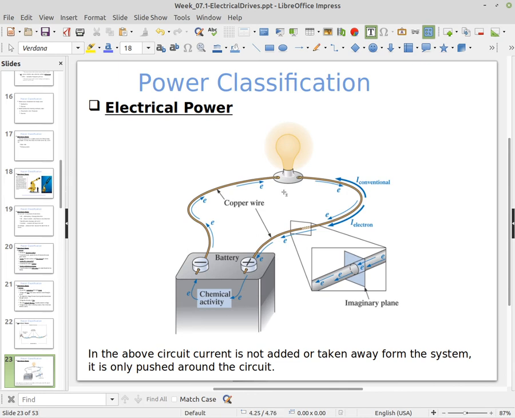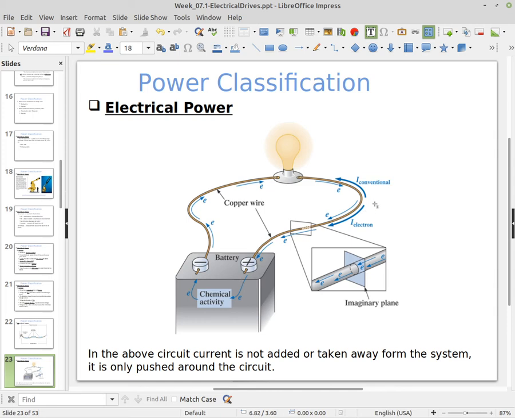Here's a little drawing showing a battery, and you see these electrons. We already said that current is the flow of electrons, and technically those electrons leave the negative of the battery and come into the positive. So we talk about electron flow. Electron flow goes out of the negative battery terminal, through the light bulb or whatever it might be going into, and then returns back into the positive of the battery.